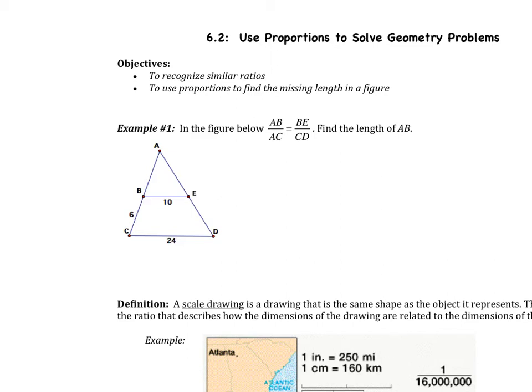Hello, welcome to the 6.2 notes on using proportions to solve geometry problems. In this section, what we're going to do is recognize similar ratios, and we are going to use proportions to find the missing length in a figure.